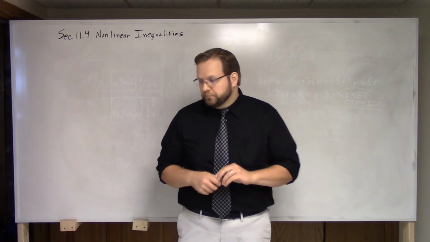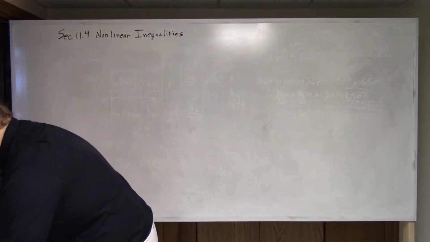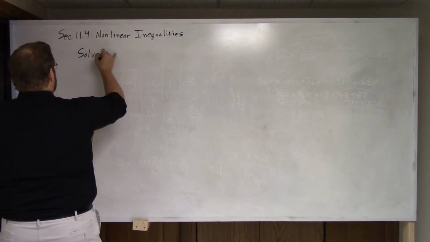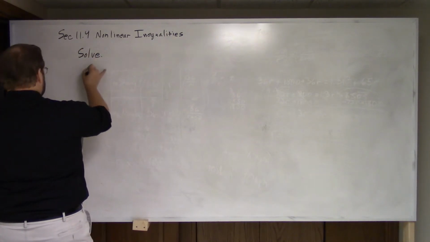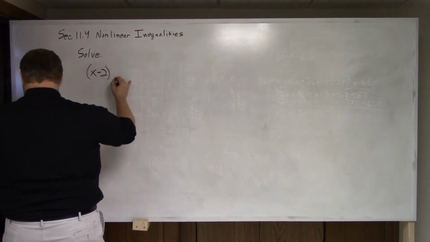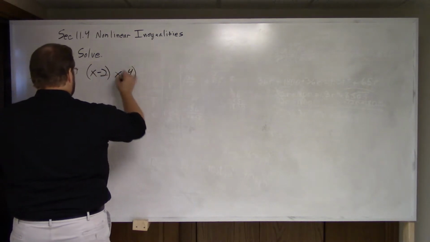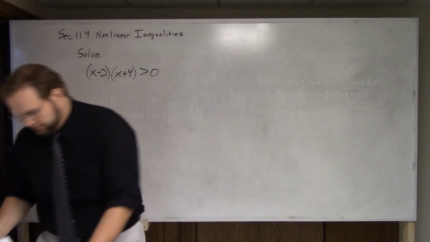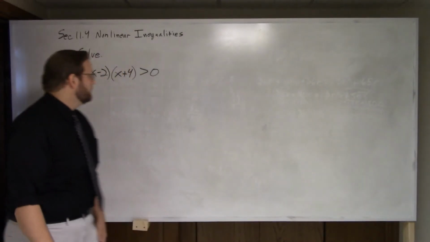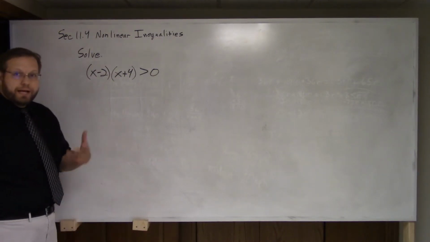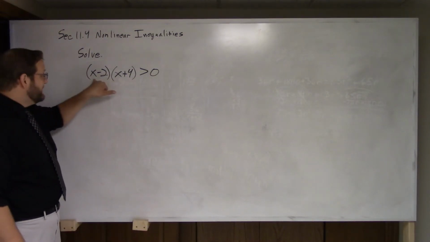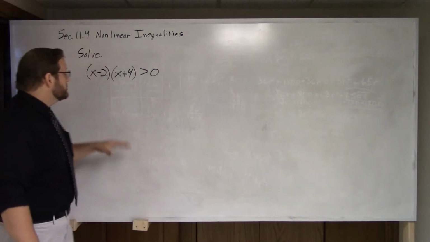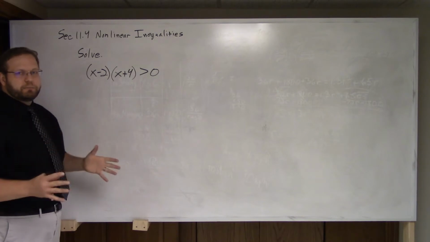Okay, so first one, let's look at, I simply want you to solve (x minus 2)(x plus 4) is greater than 0. Let's look at that. Okay, so as you can see, we have an inequality. If we distributed that out, we would have a quadratic, so it's not linear, okay? So that means we can't just isolate the x and be done with it.